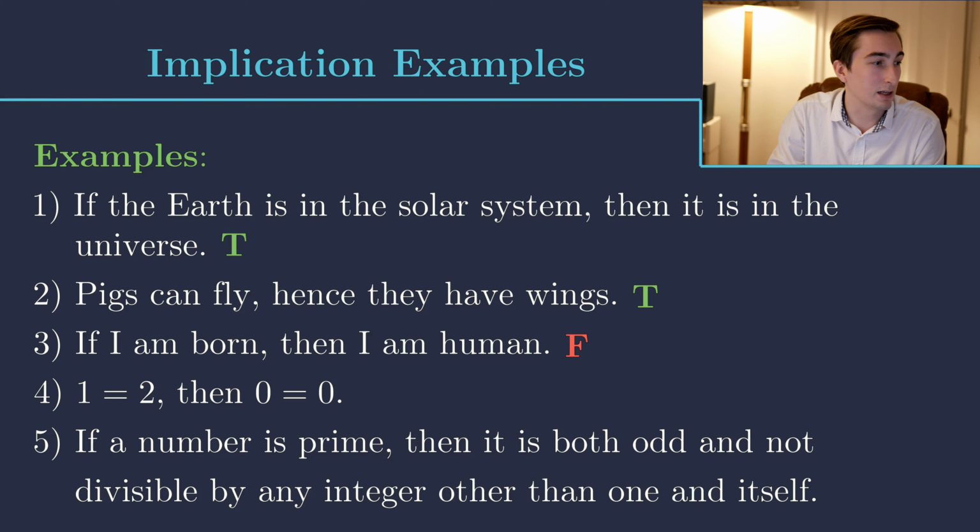On the fourth one now, we've got 1 equals 2, then 0 equals 0. So again, this is another example where the initial statement is false, and because the initial statement is false, regardless of the second statement, the overall statement must be true, or the implication statement must be true. In this case, we've got a falsehood implying a truthhood, right, because 0 does indeed equal 0.